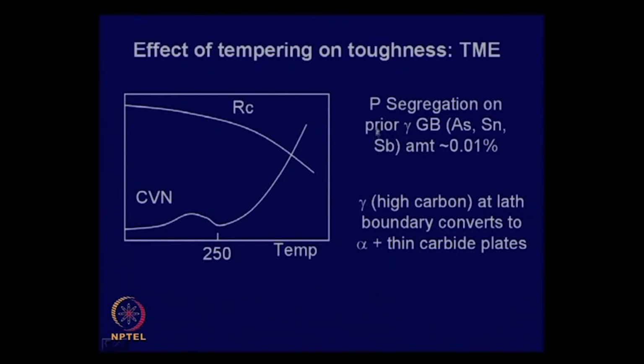To overcome this, you have a fine grain or fine prior austenite grain size, and secondly try to control these tramp elements which are not supposed to be there. And there is also another view: one is segregation, and another is that people think there is actually some amount of high carbon retained austenite. If you see the austenite which forms towards the end, sometimes it can have high carbon content, and at lath boundaries these retained austenite have high carbon content, and this boundary converts into ferrite plus thin carbide plates, and this makes it brittle.